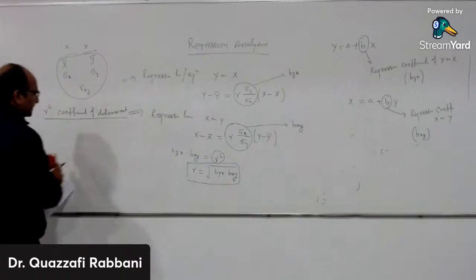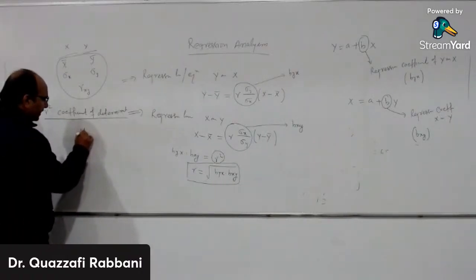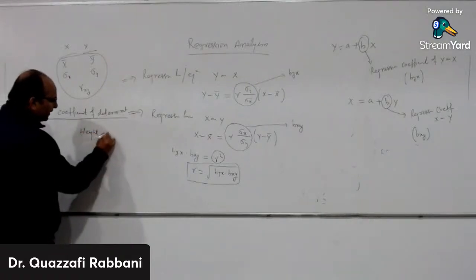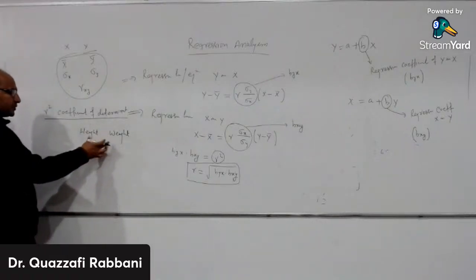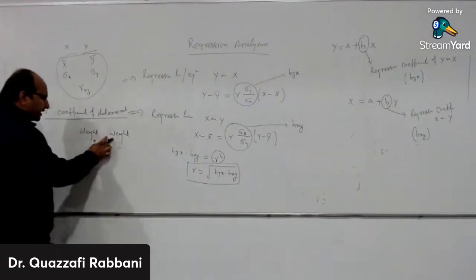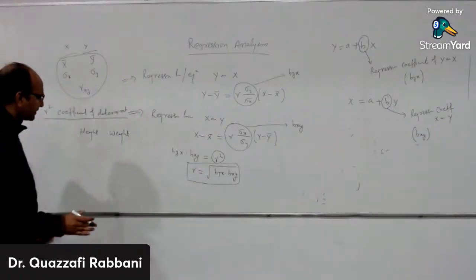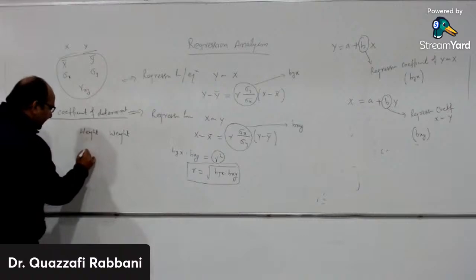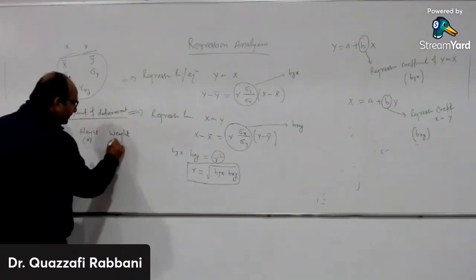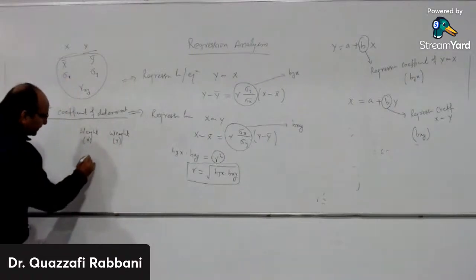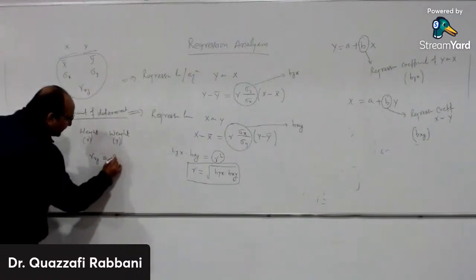Using this example, suppose we have two variables, height and weight, and these two variables are correlated. Suppose the observations of height and weight are given and you find the correlation. Suppose height is x and weight is denoted by y. Then suppose the correlation between x and y is 0.8.